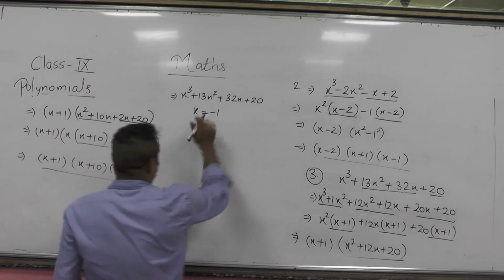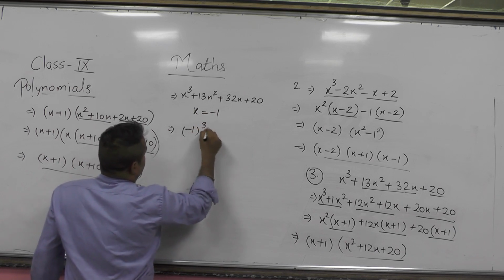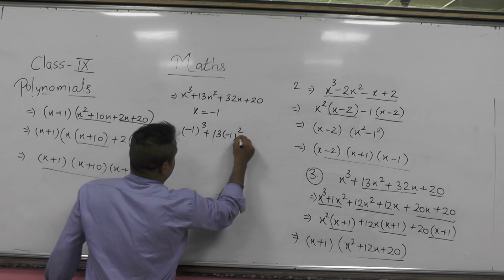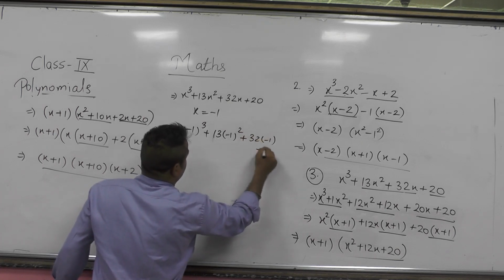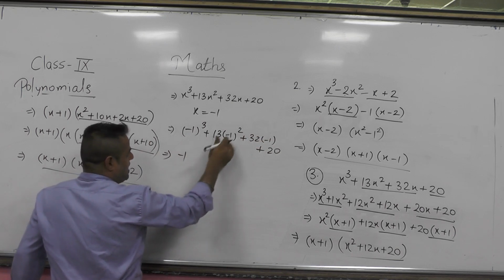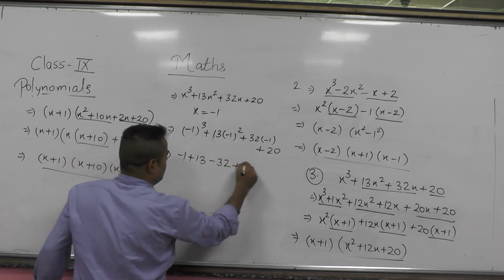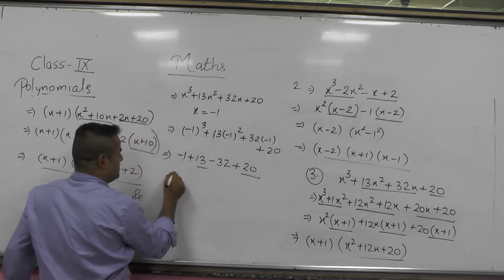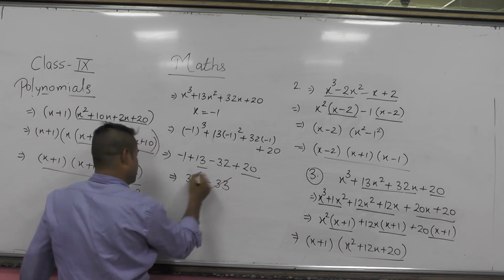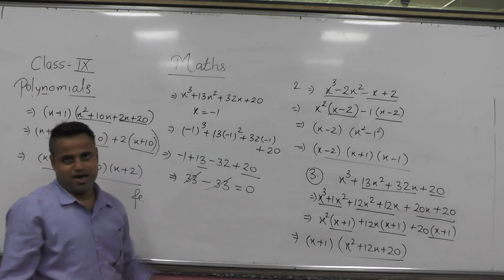So we are putting minus 1 here to get the polynomial 0. So minus 1 cube, 13 into minus 1 square, plus 32 into minus 1, plus 20. Now see, minus 1 cube is minus 1, you all know. Minus 1 square is plus 1, 13 1s are 13, minus 32, plus 20. 20 and 13 result in 33, and minus 1 minus 32 will result in minus 33. You are getting your first zero, and your first zero is minus 1.